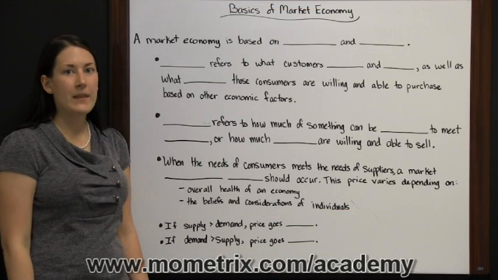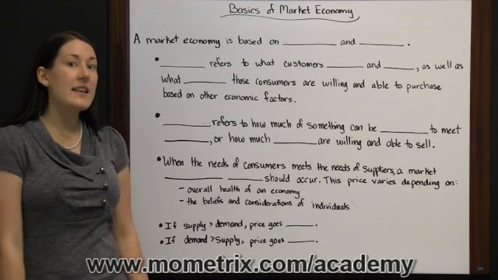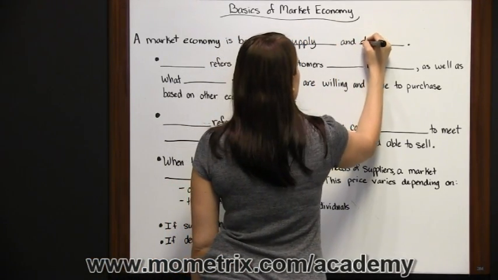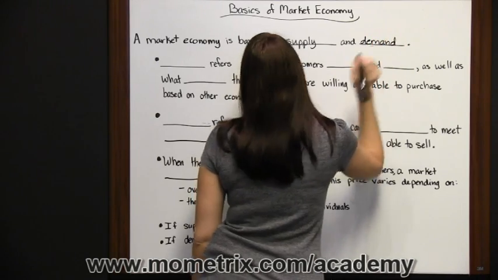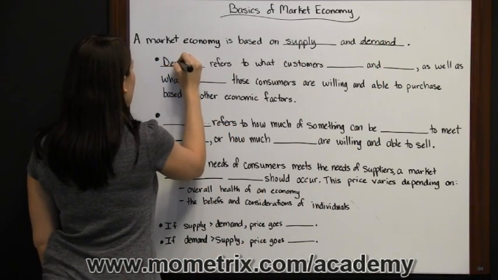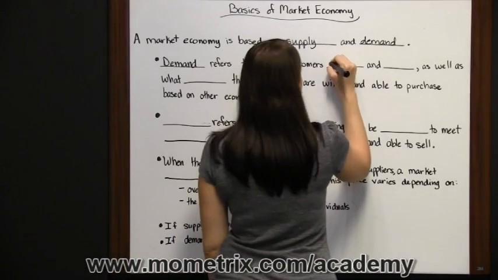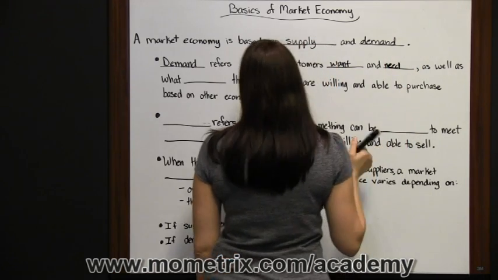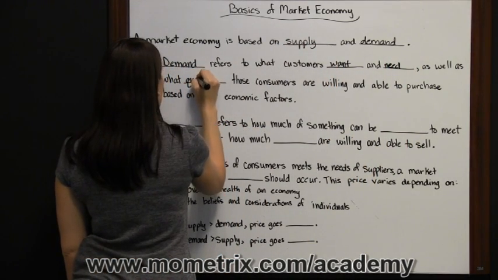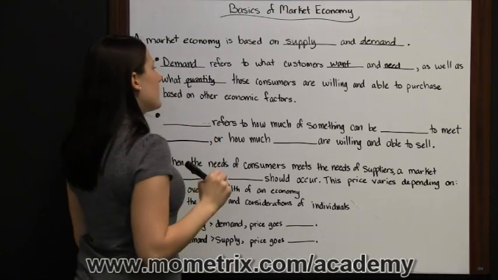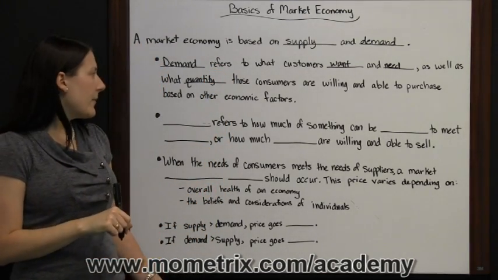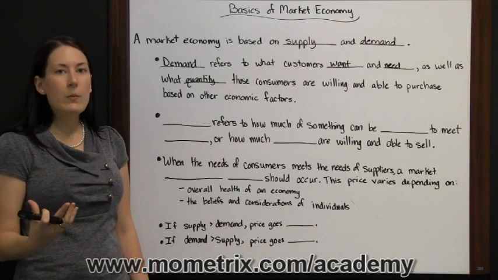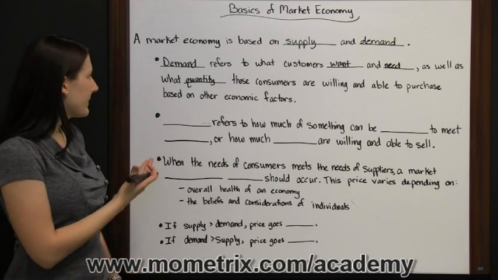Basics of market economy. A market economy is based on supply and demand. Demand refers to what customers want and need. So what they are demanding, as well as what quantity those consumers are willing and able to purchase based on other economic factors. So, demand is what customers want or need and how much they're willing and able to purchase.